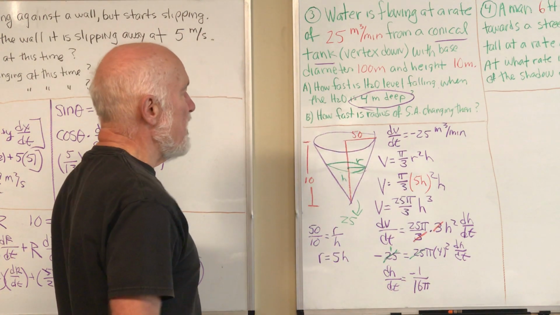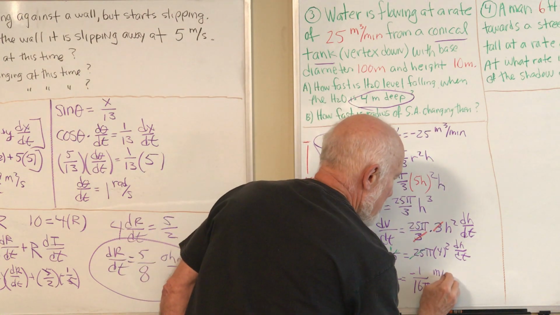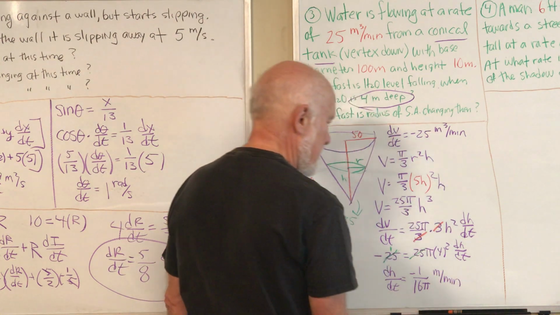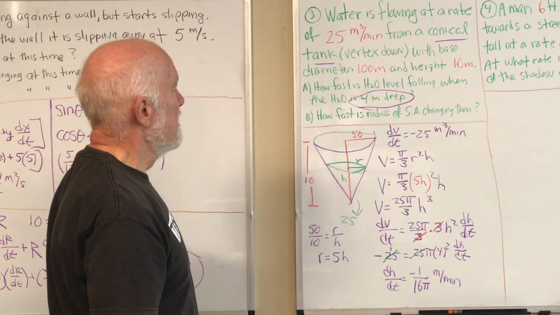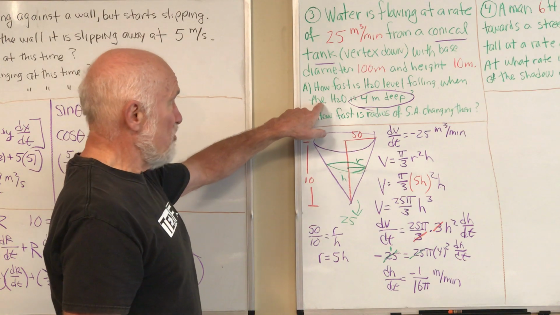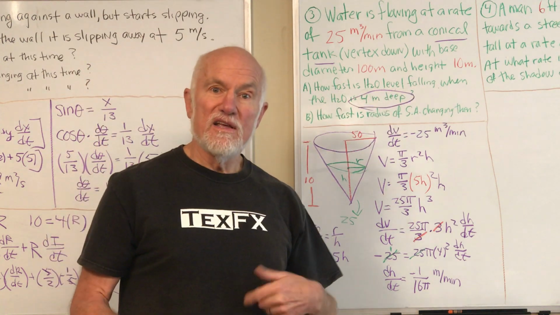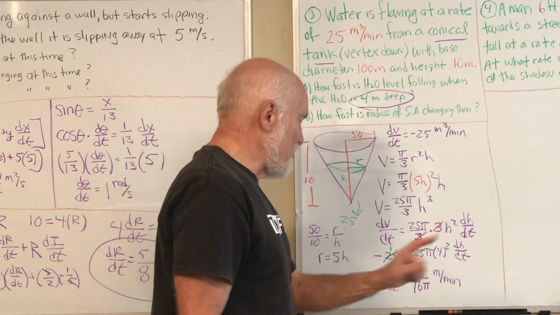And the units are going to be what? It's h, so it's just meters per minute. So it's negative. So to answer this question, you would say it's falling at a positive 1 over 16 pi meters per minute.